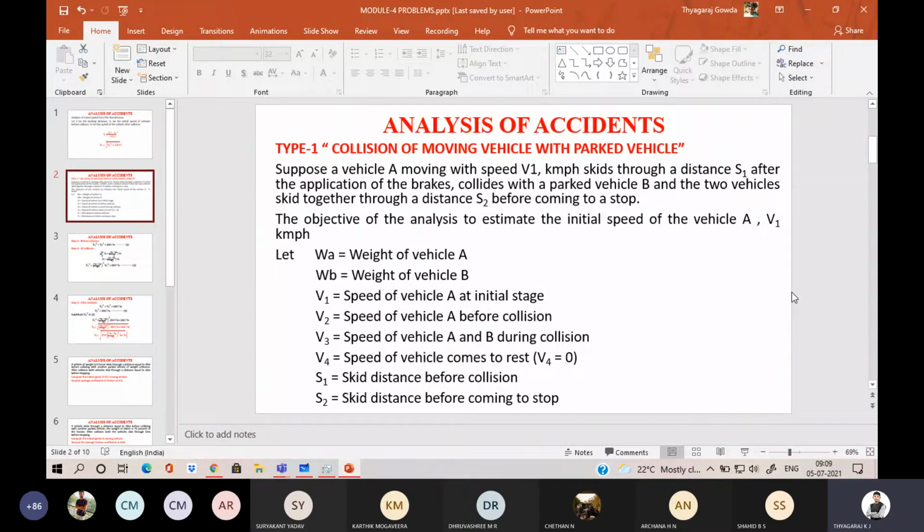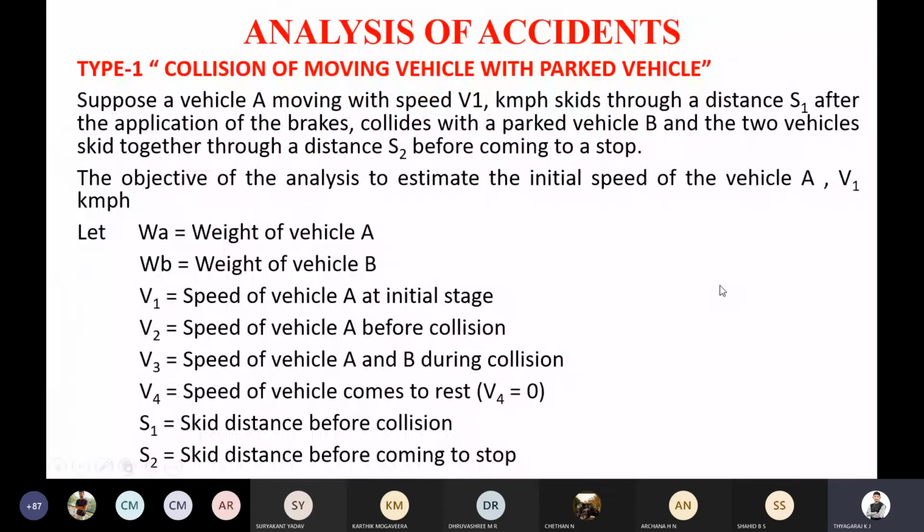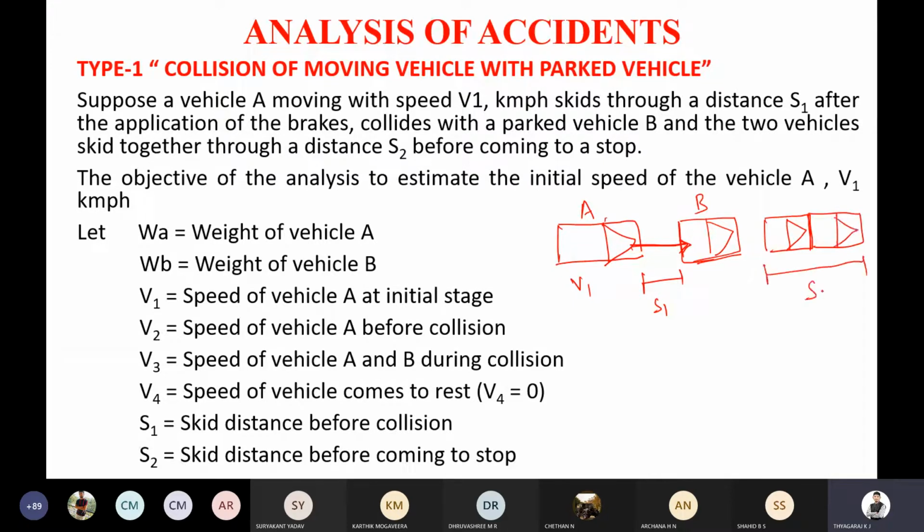Suppose a vehicle A moving with V1 kmph skids through a distance S1 after the application of brakes, and collides with a parked vehicle B. You can observe here a vehicle is moving, this is vehicle A, and a parked vehicle is there, that is vehicle B. After the collision, both the vehicles skid through a distance S2.